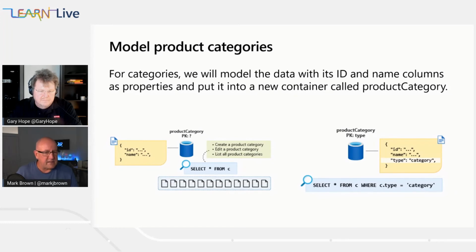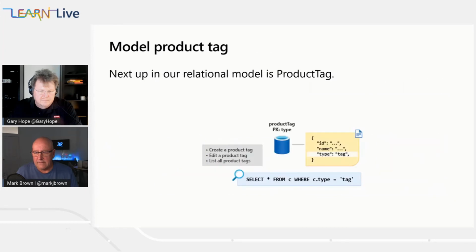Well, let's do this. Let me do product tag, and then maybe I can explain this a little better. So here I'm going to do product tag. This is functionally the same as product category. I'm going to create a tag, edit a tag, and list all tags. So I'm going to do the same thing here. I'm going to create this discriminator property called type, and I'm going to give it a constant value of tag. So now I'm going to use this query, select star from C where C.type equals tag. And I'm going to use that as my model, and I'm going to use type as my partition key for this container.